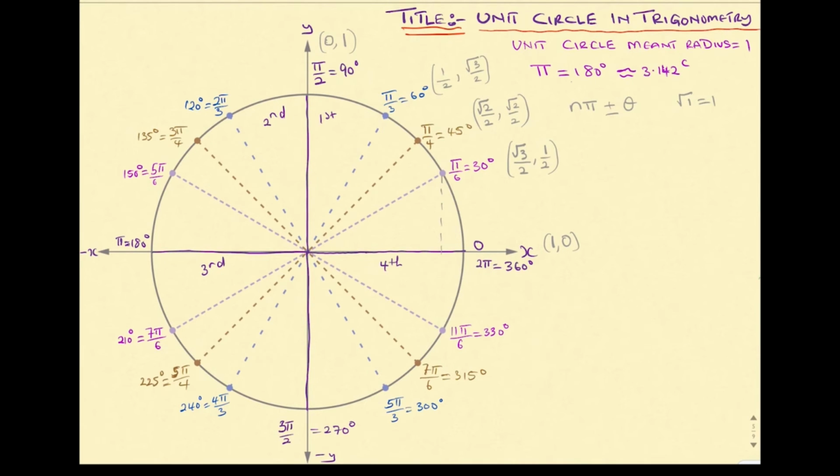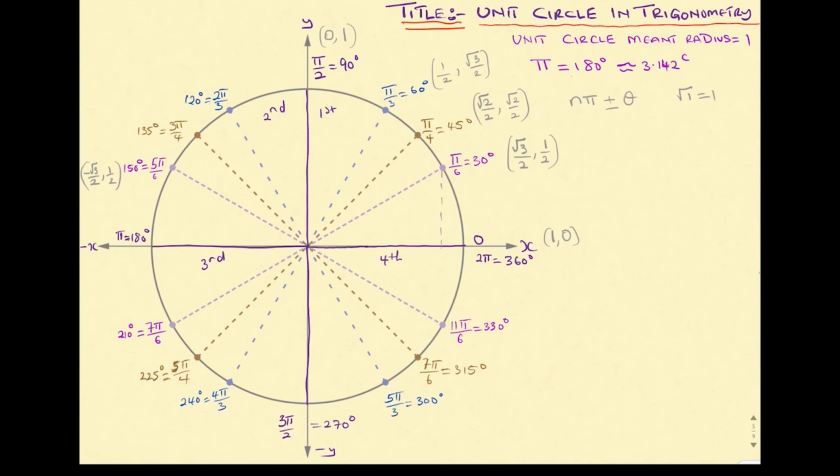So for pi over 6, which is 30 degrees, for 150 degrees, it will be minus root 3 over 2, comma a half. The y value stays the same, but the x value becomes negative. For 210 degrees, it's in the third quadrant, all is negative, so it's going to be minus root 3 over 2, comma minus a half. For 330 degrees, y is negative, x is positive, so it's going to be root 3 over 2, comma minus a half.